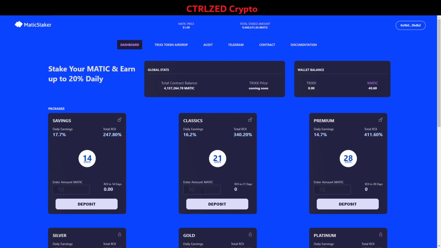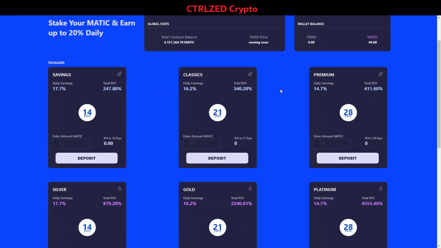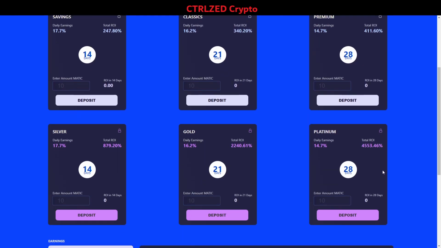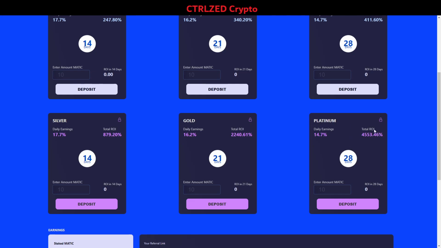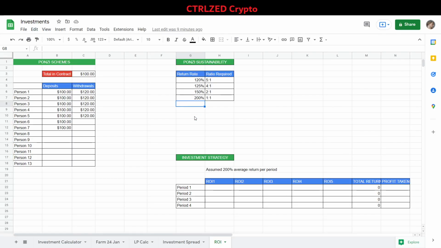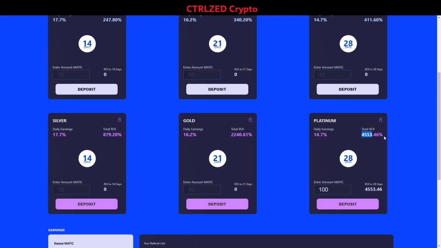I mean, there are a lot of different packages here, and that can be confusing in terms of ROI and risk and return. So you're going to get the most returns out of the platinum overall if you put in $100 in 28 days. You're going to get $4,500 back. But this should tell you a few things. If your ROI is 4,000%, let's go back to the risk sustainability. This is off the charts. So to get 4,000% return, you need a lot of people coming onto this platform, depositing money, hoping they're going to get returns. So this is not sustainable whatsoever.